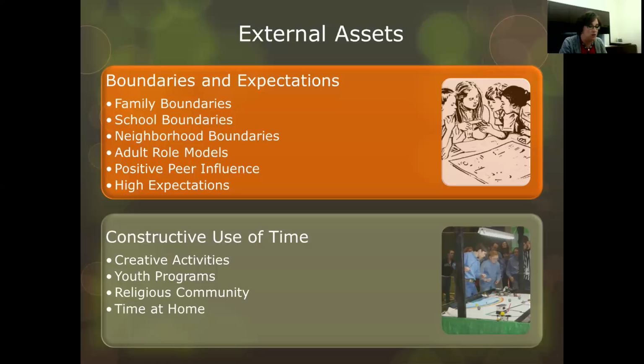Religious community: a young person spends 1 hour or more per week in activities in a religious institution. And then time at home: a young person is out with friends with nothing special to do 2 or fewer nights per week. So that's one that is important too, I think.